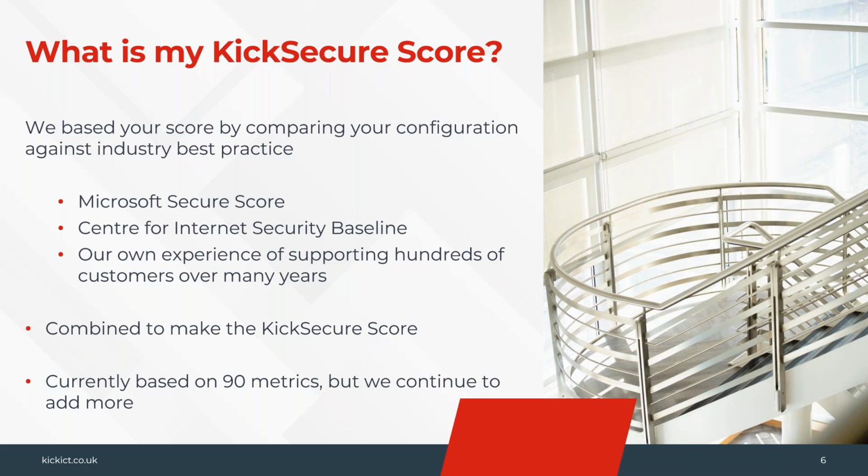So currently, we've got 90 different metrics that we score against, but we're continuing to add more. So the important thing about KickSecure is that it's a process. As we move through and as we change things, that number will change because we continue to add additional metrics. So at the moment, we are concentrating primarily on your Office 365 environment and partially on your local Active Directory and some of your servers. We'll be adding additional functionality and additional metrics, which means we cover more and more of your systems as we move through.